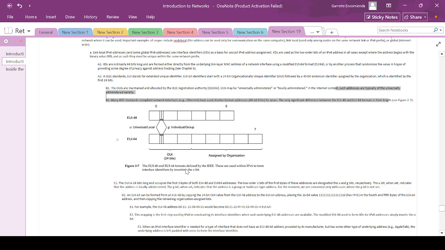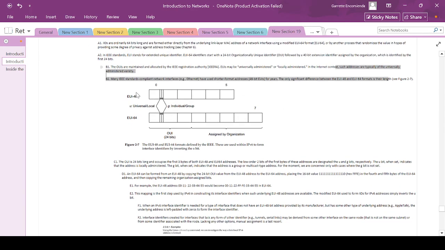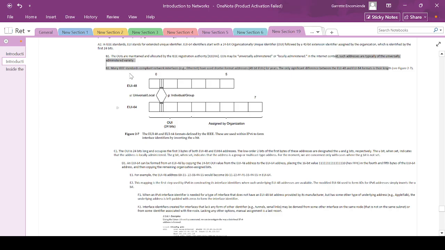So these EUIs for IPv6 in the internet are usually administered universally rather than locally. Many IEEE standards-compliant network interfaces like Ethernet have used shorter format addresses, 48-bit EUIs. So other standards use 48-bit EUIs, but it's rare. Usually it's EUI-64 for the IID, and then the OUI as well, and then the bits assigned by the organization. They have used shorter format addresses, 48-bit EUIs, for years.